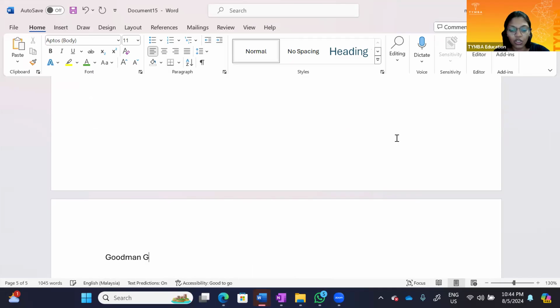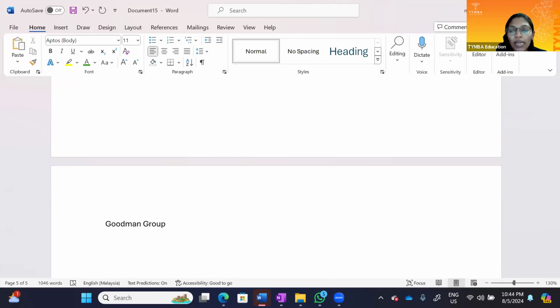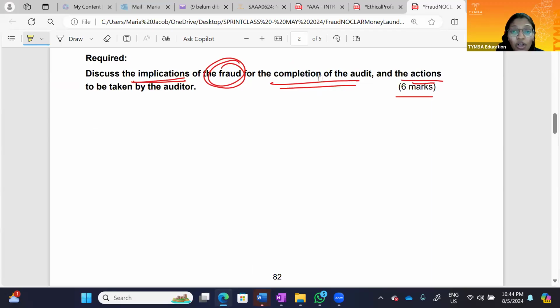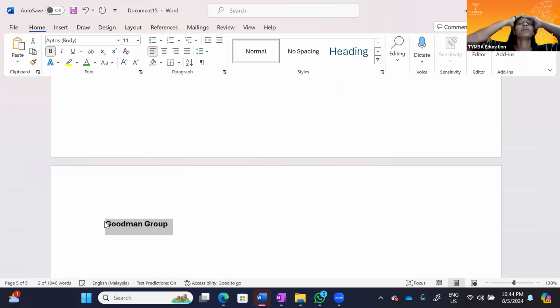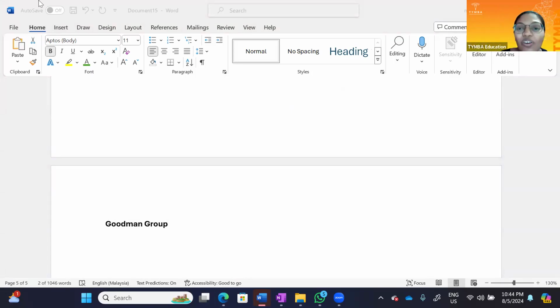So Goodman Group. They are asking us to discuss what further things need to be done, what are the implications of this fraud, and also what will be the action to be taken by the auditor. Now the question is, are they asking me to identify the fraud, or has the fraud already been identified? The fraud has already been identified, isn't it? Already been identified.